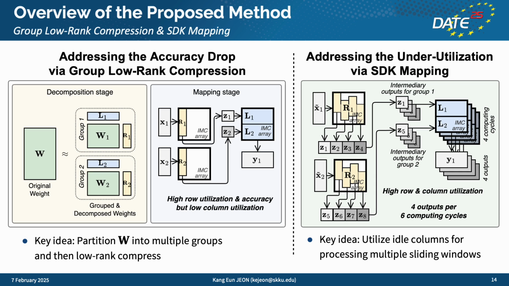To address these challenges of low-rank compression, we propose two novel techniques. The first technique is the group low-rank compression to address the accuracy drop issue. The key idea here is to partition the weight matrix W into multiple groups and then apply low-rank compression. The second technique is SDK mapping for low-rank compression. The key idea is to use the SDK to utilize idle columns for processing multiple sliding windows in parallel. And we'll see later what SDK mapping exactly is and how it works.